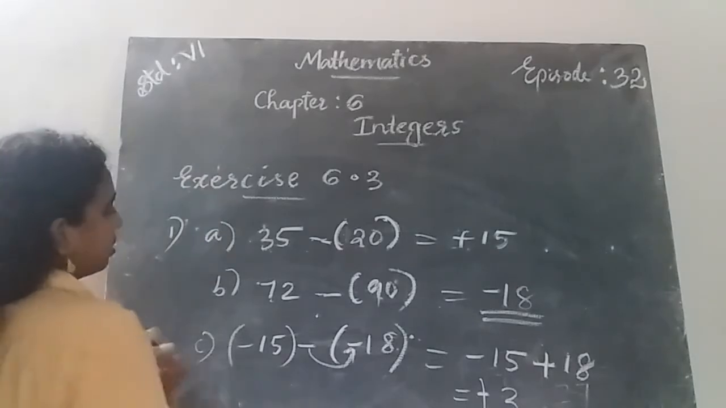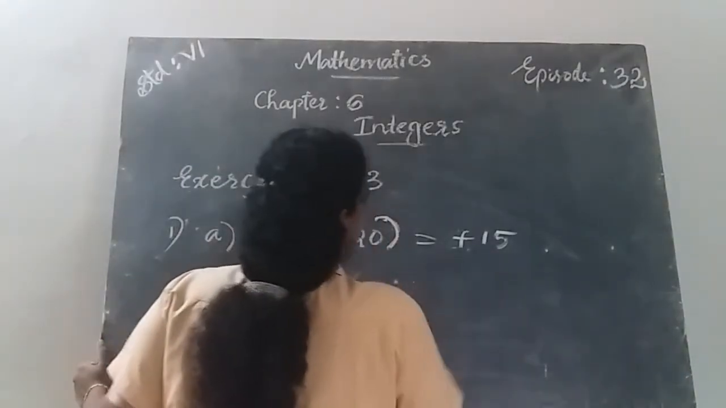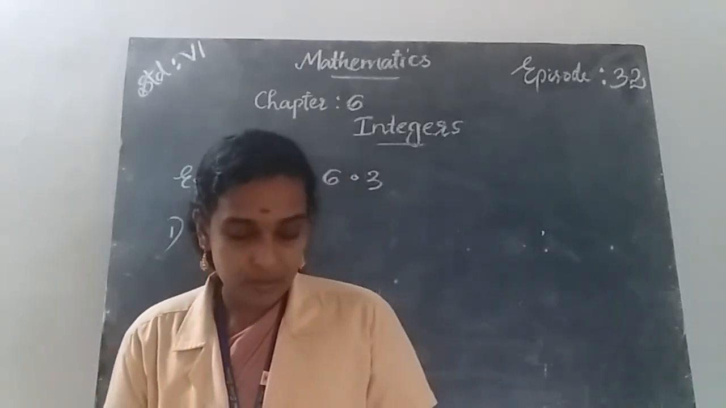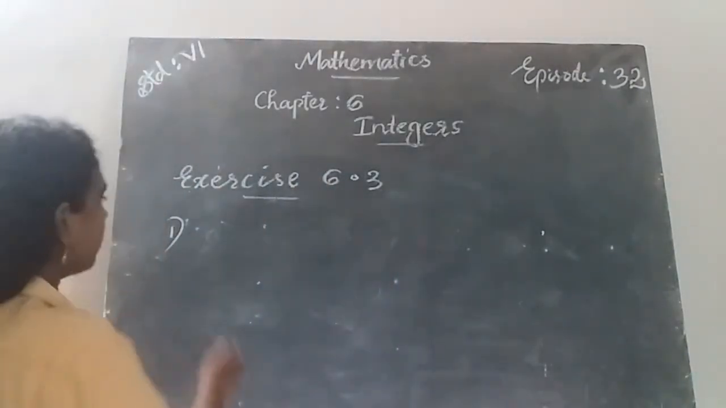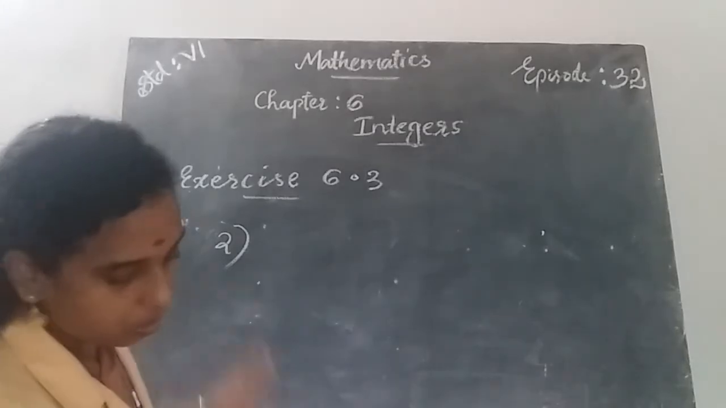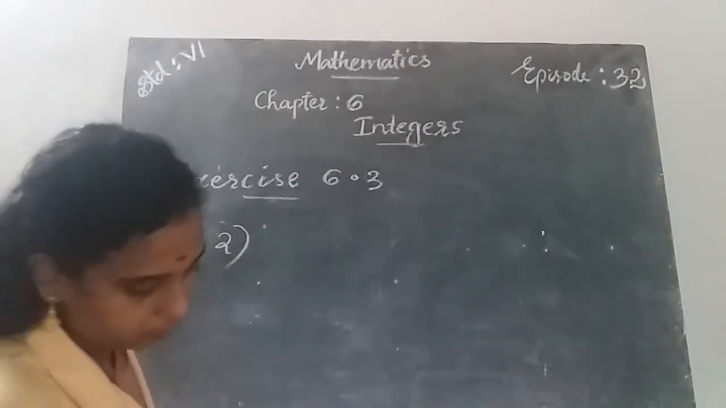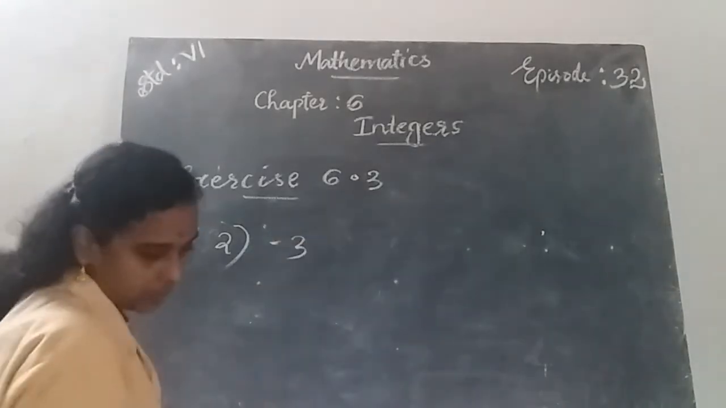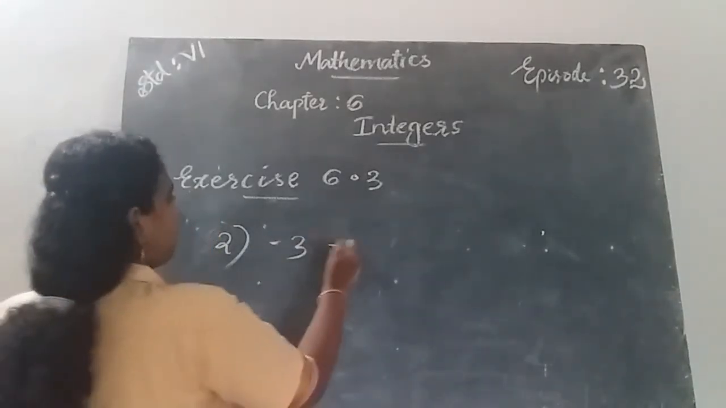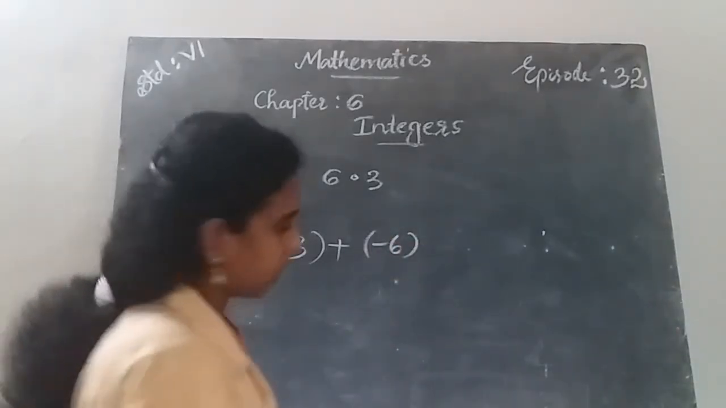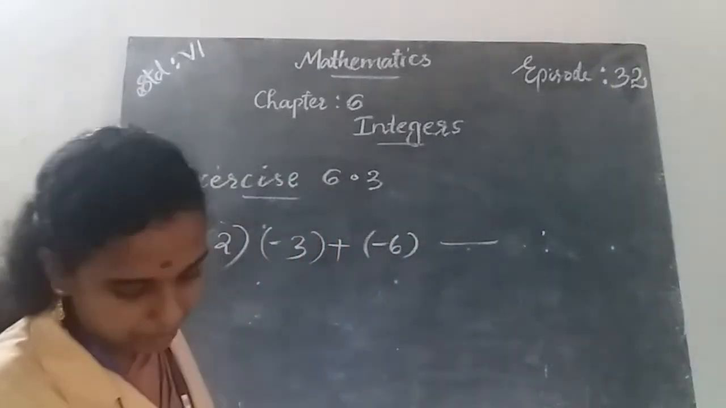Okay. So like this, the remaining questions are your homework. And the next question, number 2, fill in the blanks with greater than, less than or equal sign. So the first question is negative 3 plus negative 6. There is a blank space for putting the symbol.